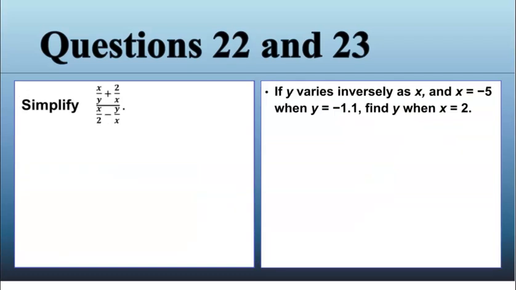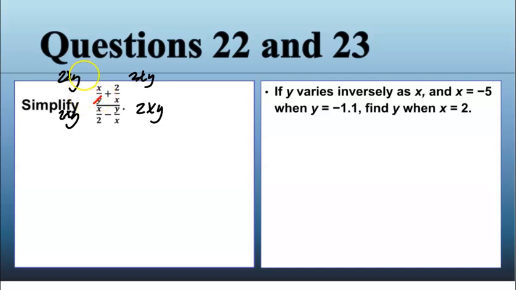Moving on to question 22. Here, there's a couple ways of doing this one. I feel like the quickest way is to multiply all four fractions by the least common denominator. The common denominators of all of them are y, x, 2, and x, so that'll be 2xy. So I'm going to multiply every part by 2xy. And what I have left is my answer.